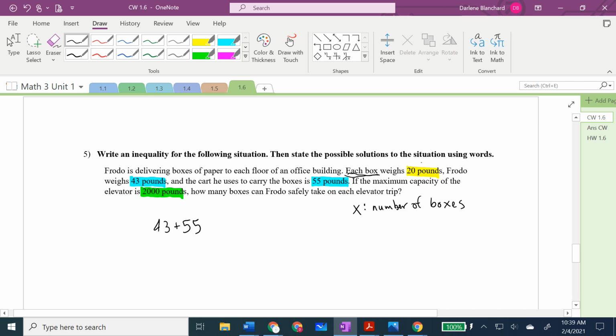If each one weighs 20 pounds, I'm adding that weight on to the weight that already has to be there. But it's based on how many boxes. So the number of boxes multiplied by 20 will give me the total weight of these boxes worth of paper.